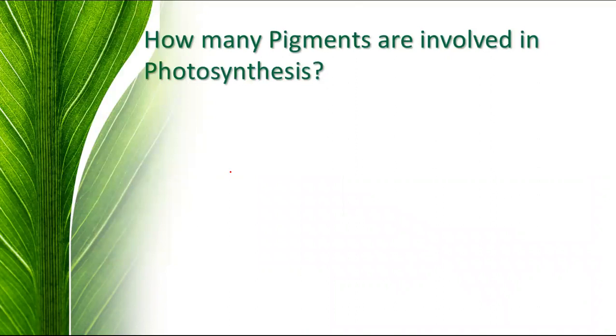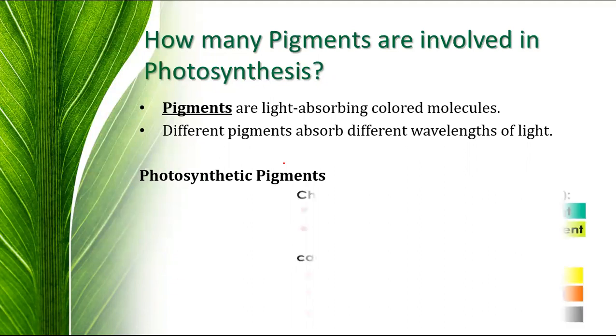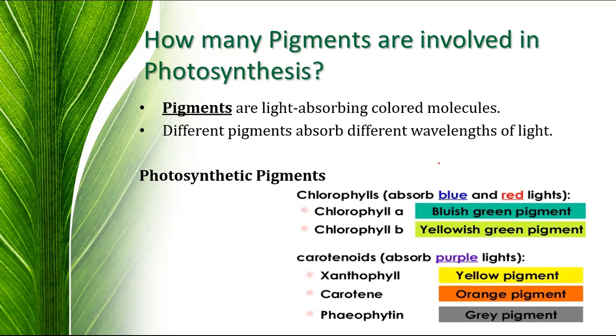Now, how many pigments are involved in photosynthesis? First, pigments are light absorbing colored molecules, and these pigments absorb different wavelengths of light. There are four kinds of photosynthetic pigments. The first pigment is chlorophyll. This chlorophyll absorbs blue and red light. So, chlorophyll is divided into two types.